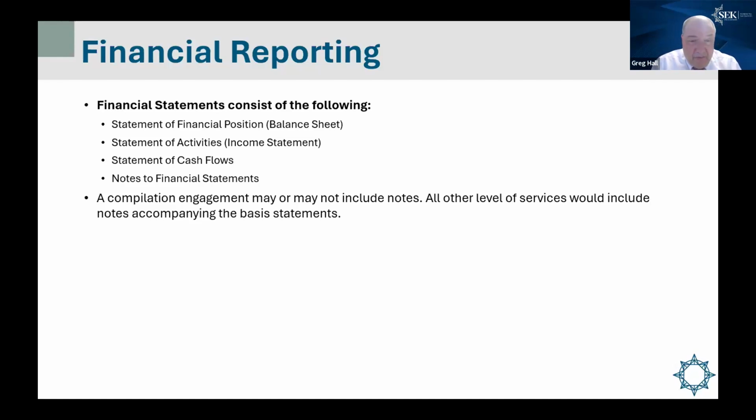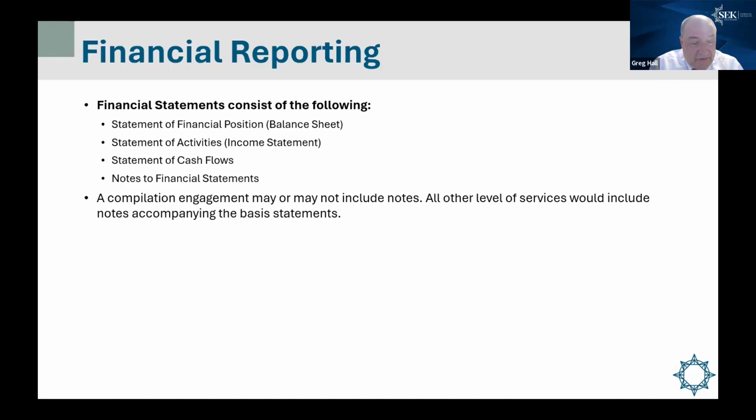Now, keep in mind, a review or an audit would have to include notes to the statements. A compilation may or may not. The client could choose to have no notes included, which is fine with the compilation. Coming back to what I said, very limited, no assurance provided on that because you don't have notes. Now you might not even know what the numbers mean. Or they could have a full set of statements with a compilation, but they do have that option to include notes or not include notes for the financial statements.